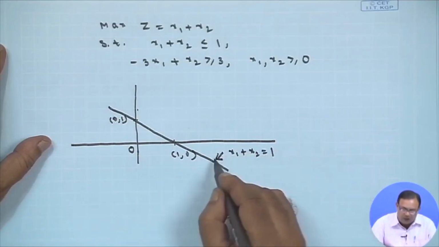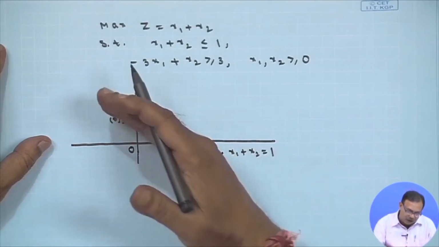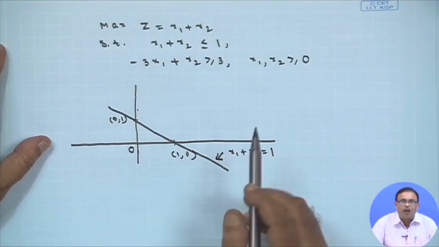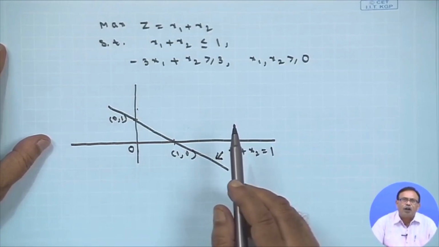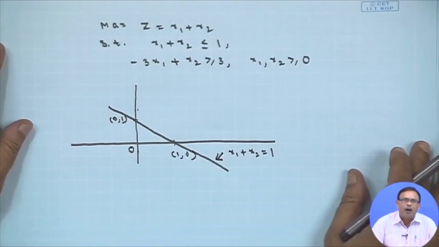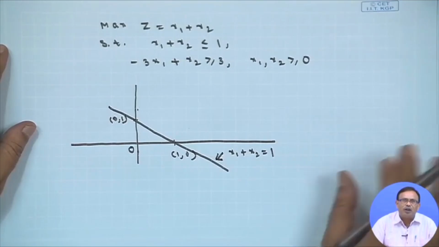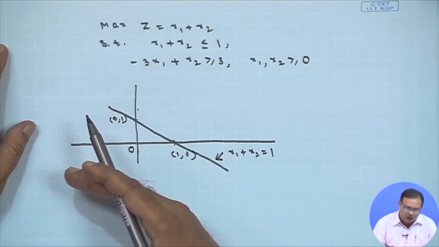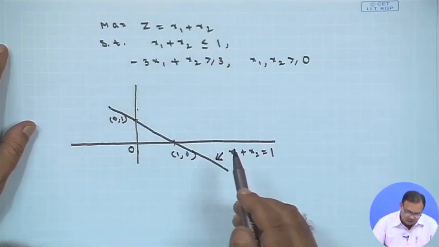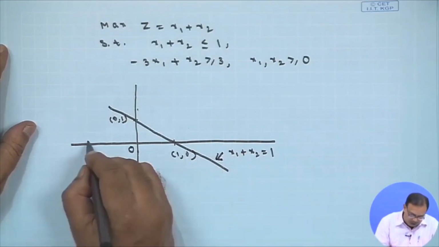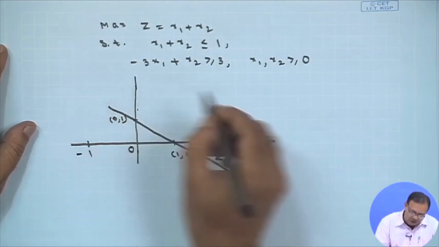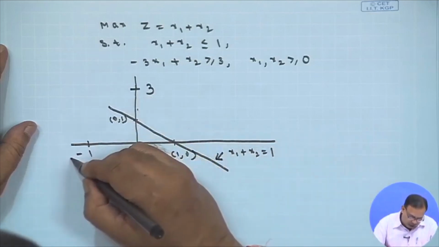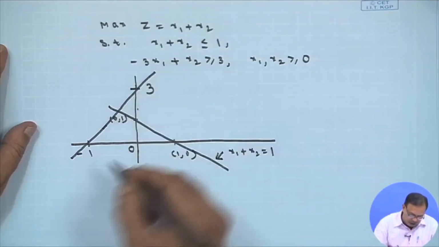This arrow indicates that the region will be on this side below this one, since it is less than equals 1. Because here if you note that in the constraint we have one less than equals constraint, we have another greater than equals constraint. So, for less than equals it will be below the line, whereas for greater than equals the region will be above the line. For the other one it will be, I think one is minus 1 say, and the other point will be say 3. So, that the line will be something like this.